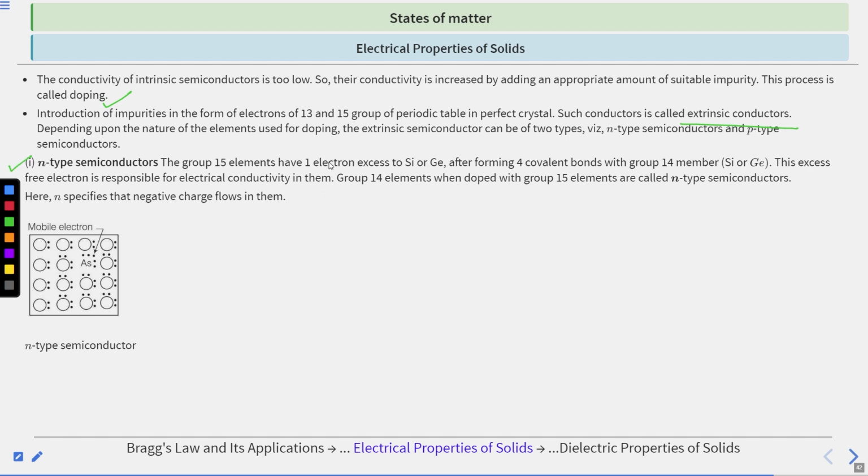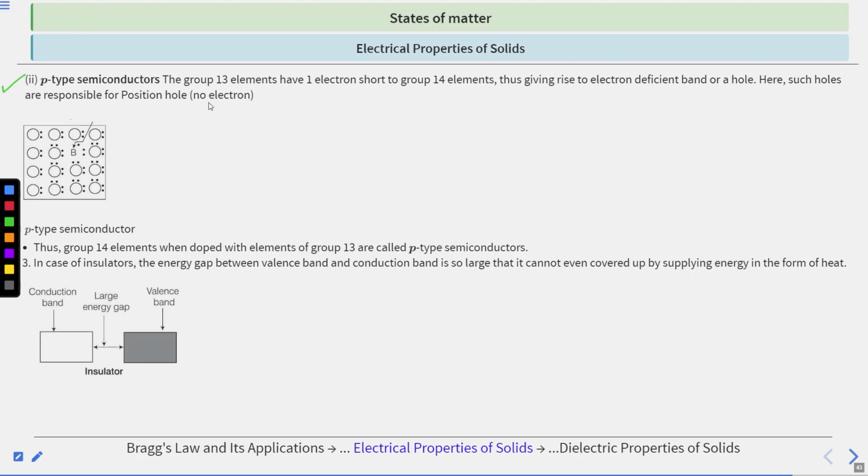N-type semiconductor: group 15 elements have one electron in excess to silicon or germanium after forming 4 covalent bonds with group 14 members. This excess free electron is responsible for electrical conductivity in them. Group 14 elements, when doped with group 15 elements, are called N-type semiconductors. Here you can see the diagram of an N-type semiconductor.